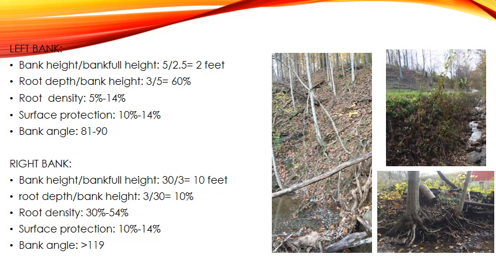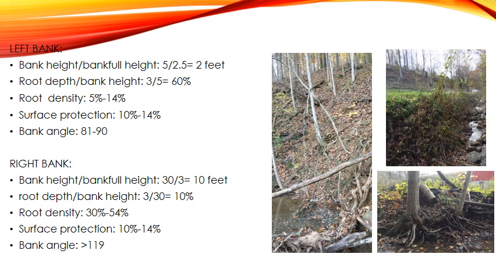And then we have the values for the right bank. The bank height over bankfull height is 10 feet. Root depth over bank height is 10%. Root density is between 30 and 54%. The surface protection is almost the same, which is 10 to 14%, and the bank angle is extremely steep, so it's greater than 119 degrees.